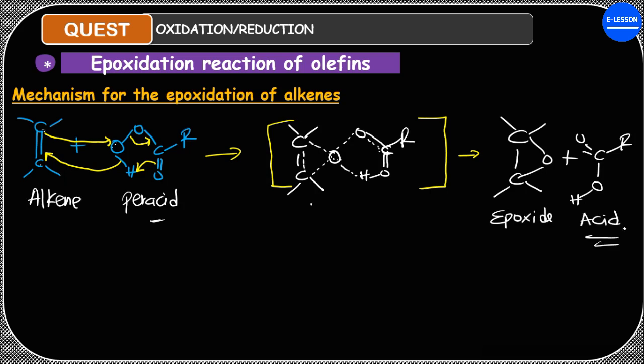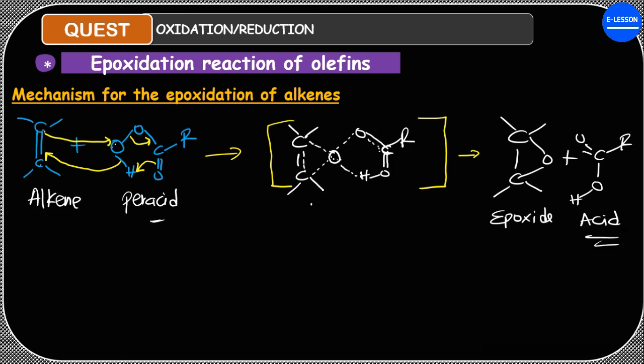But in most cases, I don't think you will be given reaction mechanism to write, right? You may not be given reaction mechanism to write. Just know the product that will be formed when alkene reacts with peracid. It usually forms an epoxide and the corresponding carboxylic acid. All right, it forms the epoxide and the corresponding carboxylic acid.